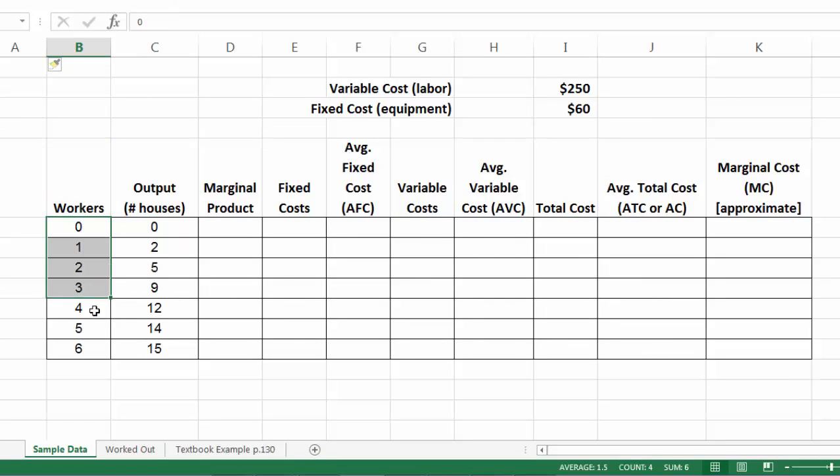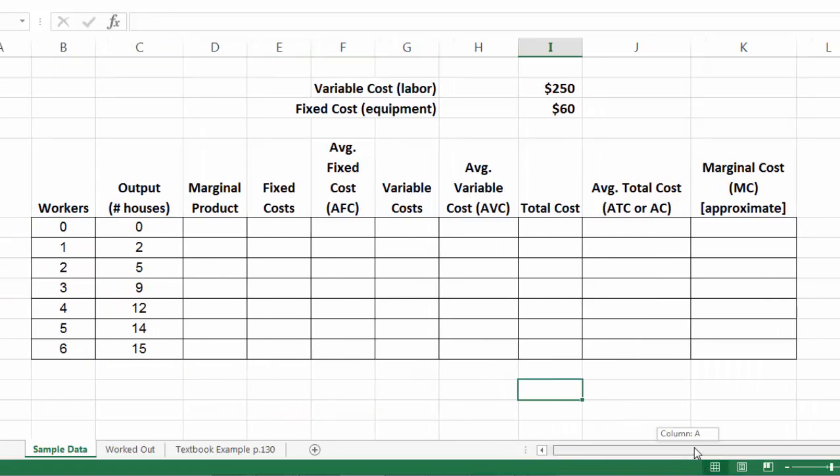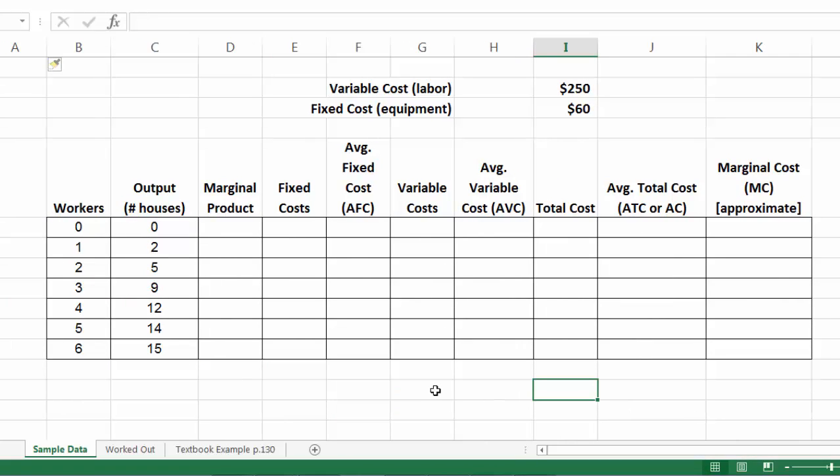So you'll notice I've got the workers and output, number of houses they paint per week, transported in here into Excel. And if you want to set this up in your own spreadsheet, just pause the screen right here and create all these categories. Up here I've written the variable cost and fixed cost, and the reason why I've written them is just it makes it easy to use cell references to work those into the calculations we'll do down here.